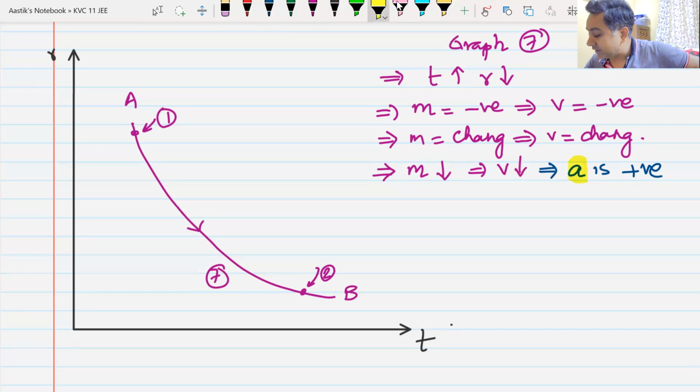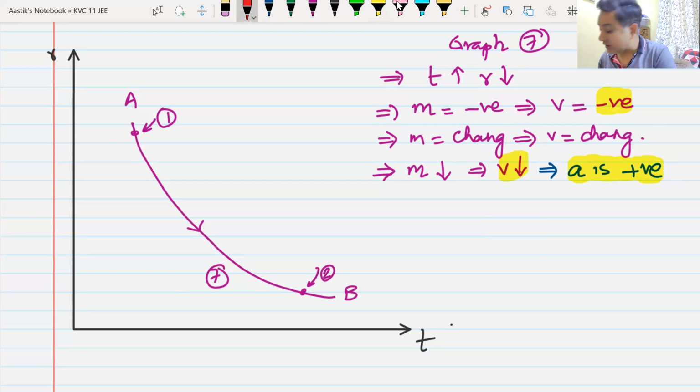Why is it positive? Because velocity is negative and velocity is decreasing. The particle is moving like this, but it is slowing down. That means acceleration has to be in the opposite direction. The opposite of negative is positive. Do we understand this? Yes, sir.